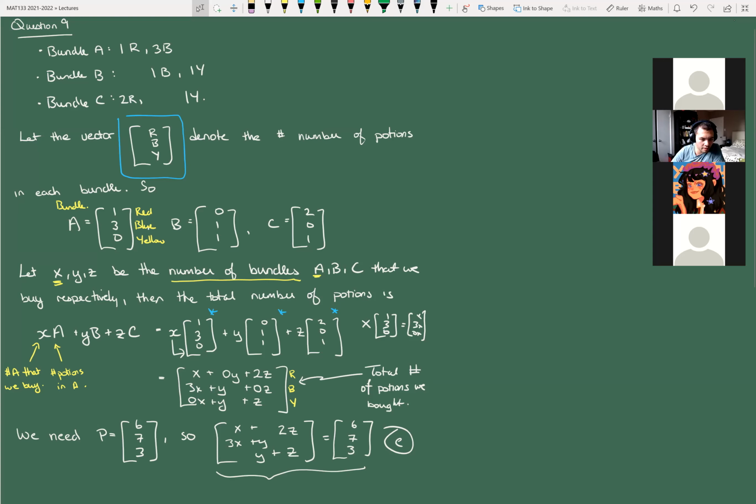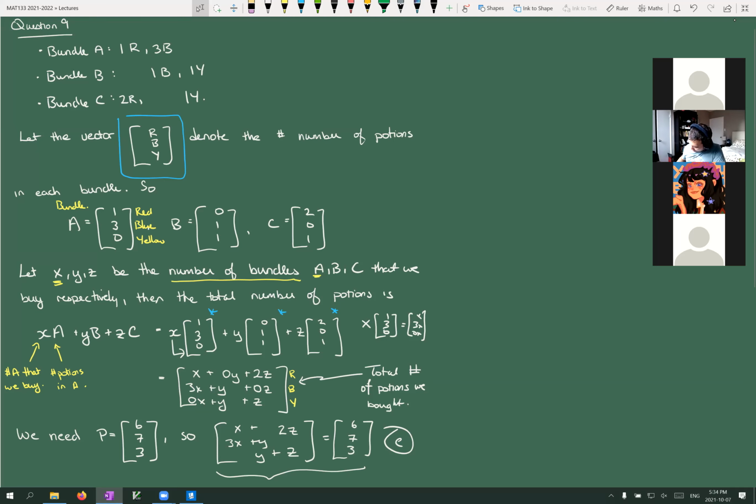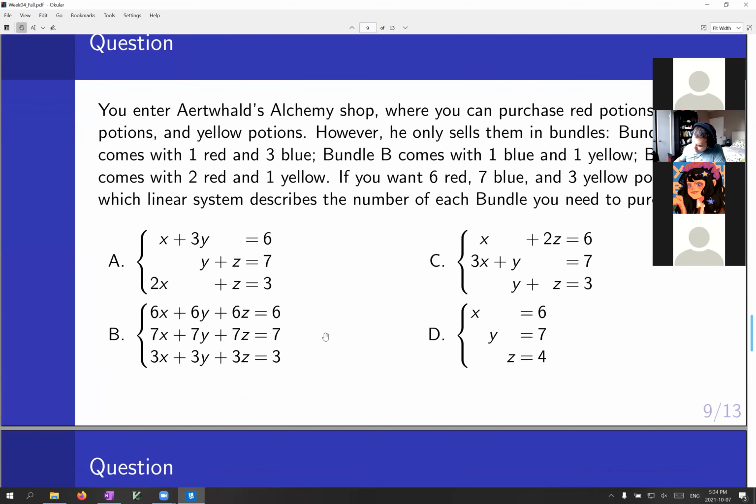Angeli, where did the 6, 7, and 3 come from? Right, it came from the question. Let me show you the question again, and this will hopefully answer some questions. Okay, so here was the question. And Angeli, the 6, 7, 3 comes from the very last sentence, which says, if you want 6 red, 7 blue, and 3 yellow potions, which linear system? Yeah, that's where it comes from. Yeah, sorry, C is what was circled. Okay, so hopefully you have that. Natalia, is that fine? Can I switch back?